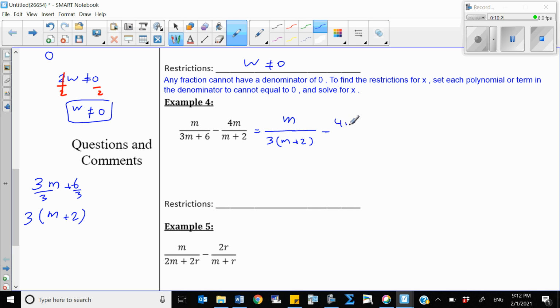Next, 4m divided by m plus 2. We cannot factor m plus 2. There's nothing that I can factor out here, so I'm going to leave that like this. Now look at the denominators that we have. One of them is m plus 2. The other one is 3 times m plus 2. As you see, m plus 2 is a factor of the other one. So I'm going to take the big denominator as my common denominator. So my common denominator will be 3 times m plus 2.